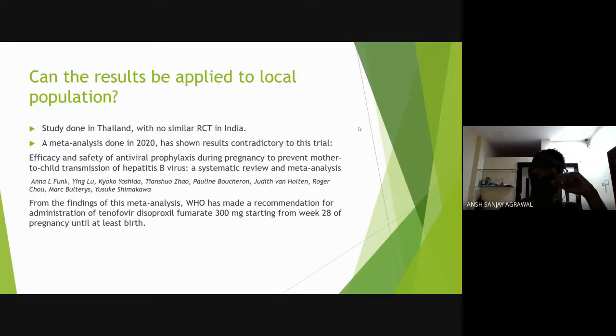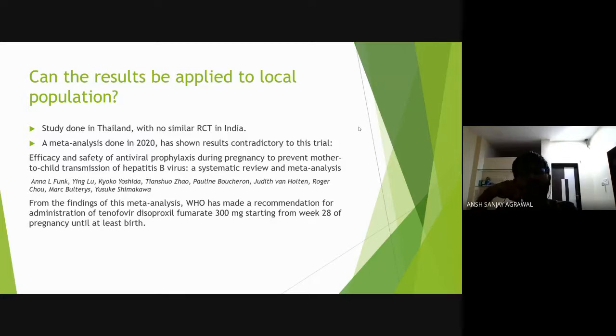However, when you talk about the results, can the results be applied to the local population? The study was done in Thailand with no similar RCT in India. Even then, due to the robust randomization techniques used, I would think of applying the results even there too.